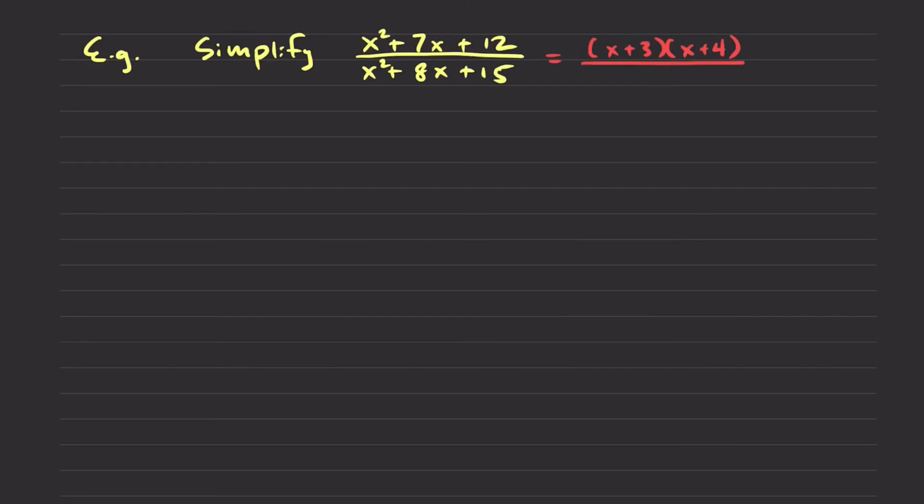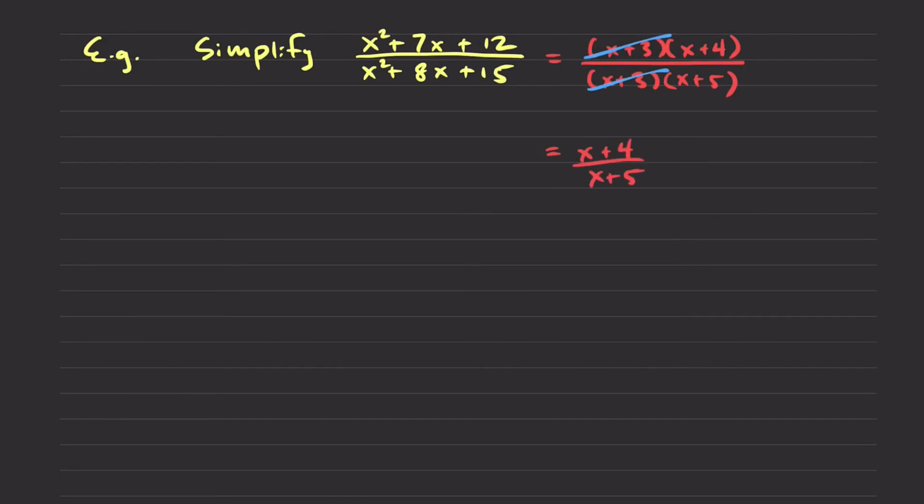My denominator is, well, I'm looking for factors of 15 that sum to 8. And again, I'm hoping that comes fairly quickly. That'll be 3 and 5. So I've got x plus 3 times x plus 5. Okay, and right off the hop, we can see that x plus 3 is a common factor. So we're left with x plus 4 divided by x plus 5.